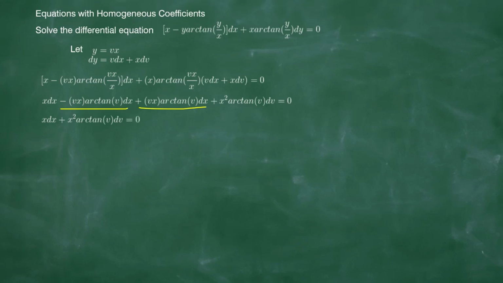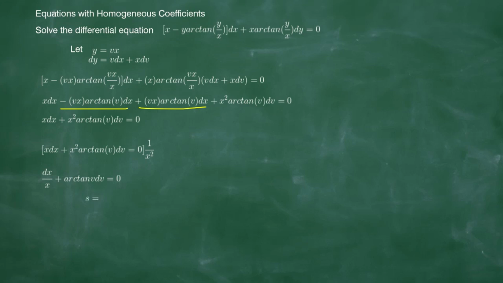So by separation of variables, we multiply the whole equation by 1 over x squared, and we get dx over x plus arctangent of v dv equals 0. So we can now integrate. The integral of dx over x is just ln x, but for the integral of arctangent v dv, we will need integration by parts.